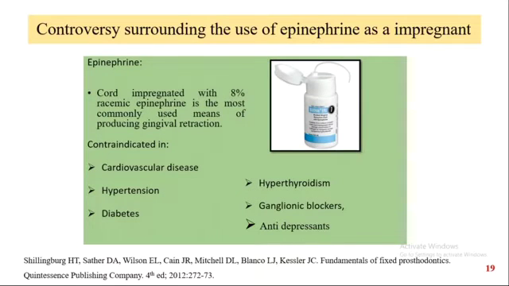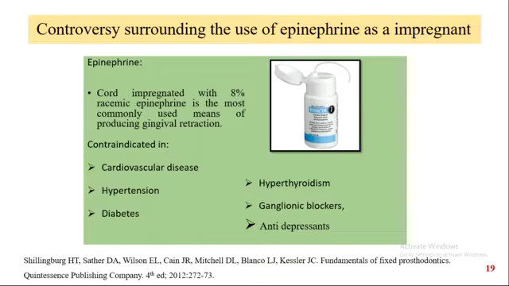Coming to the use of epinephrine as an impregnant for the retraction cord. Now, epinephrine provides adequate hemostasis along with fluid control. However, the use of epinephrine is controversial because the amount of epinephrine absorbed from a 2.5 centimeter retraction cord placed for a period of around 10 minutes is around 71 micrograms.